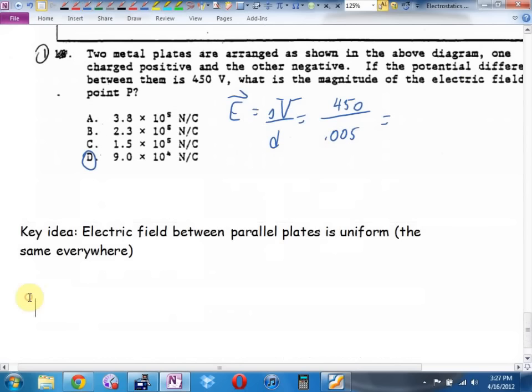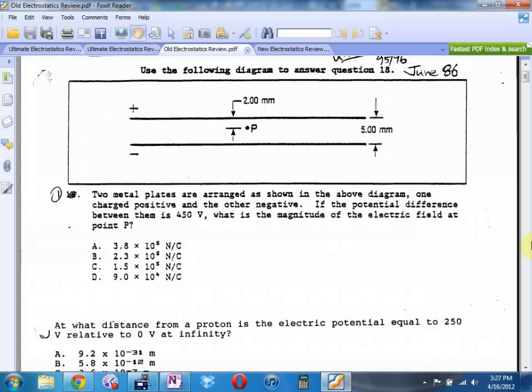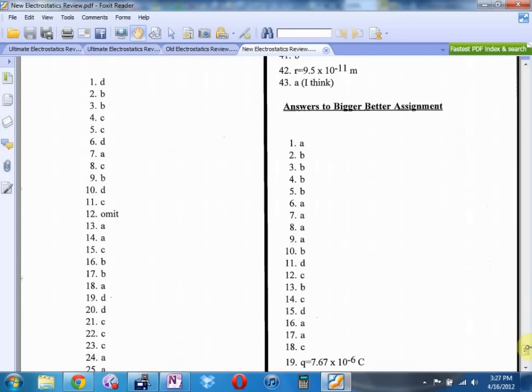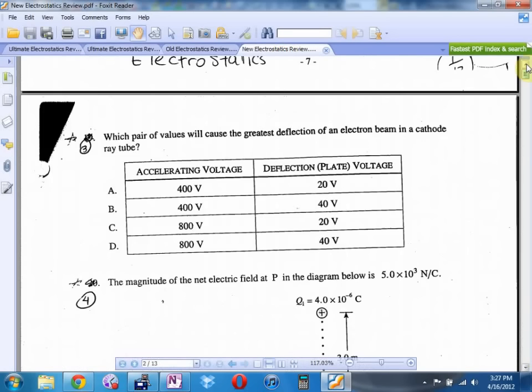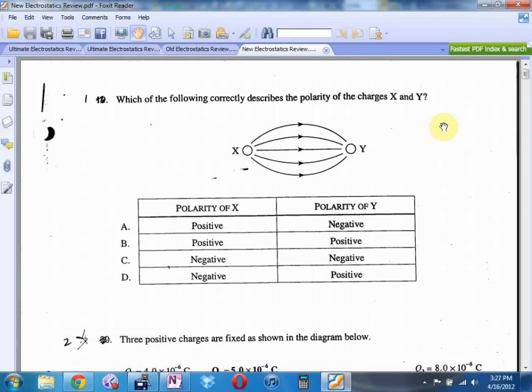Speaking of electric fields, you need to be able to recognize an electric field diagram. So I'm going to give you one of these on the multiple choice, something like this. Which of the following correctly describes the polarity of charges X and Y? How can you tell which one's positive, which one's negative?